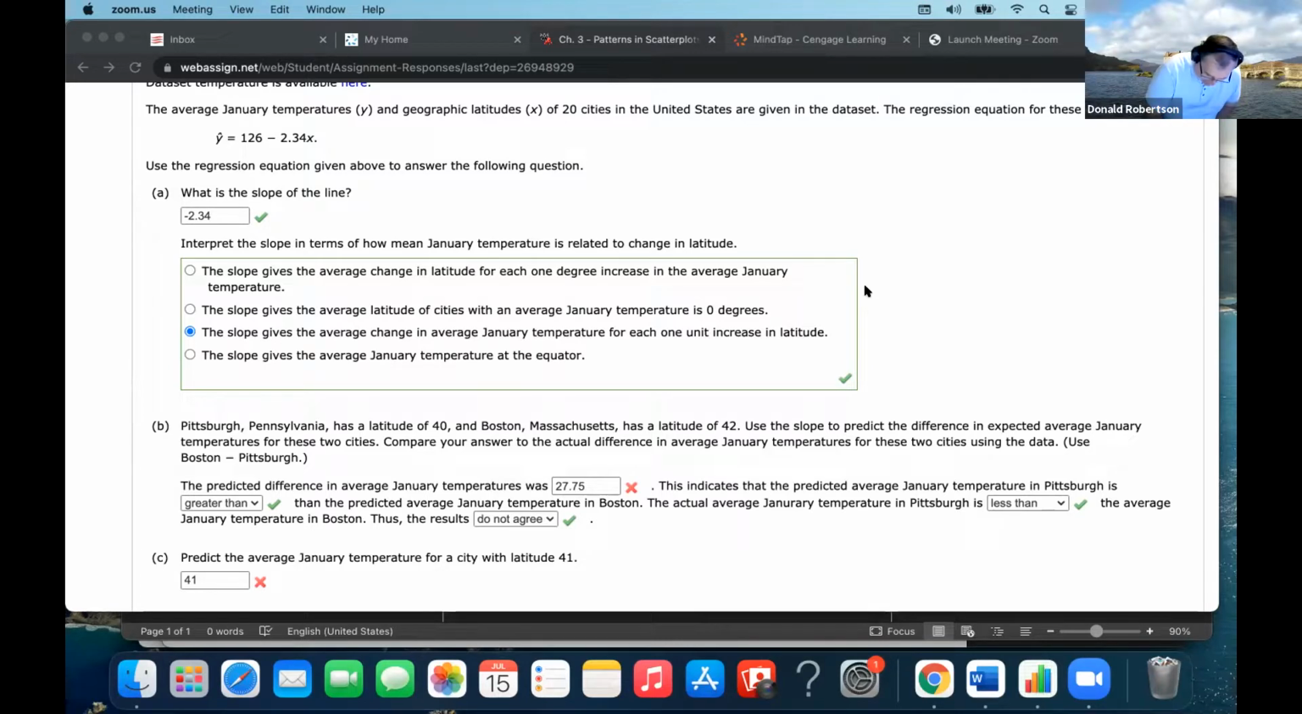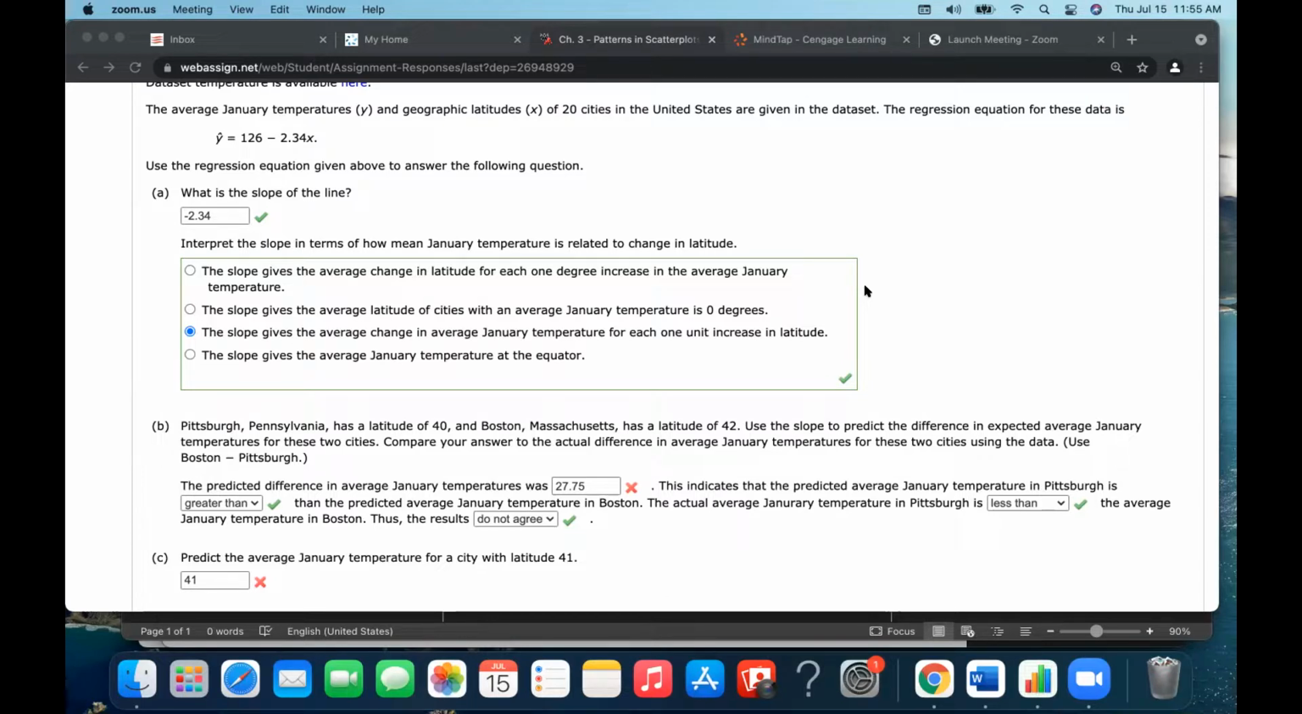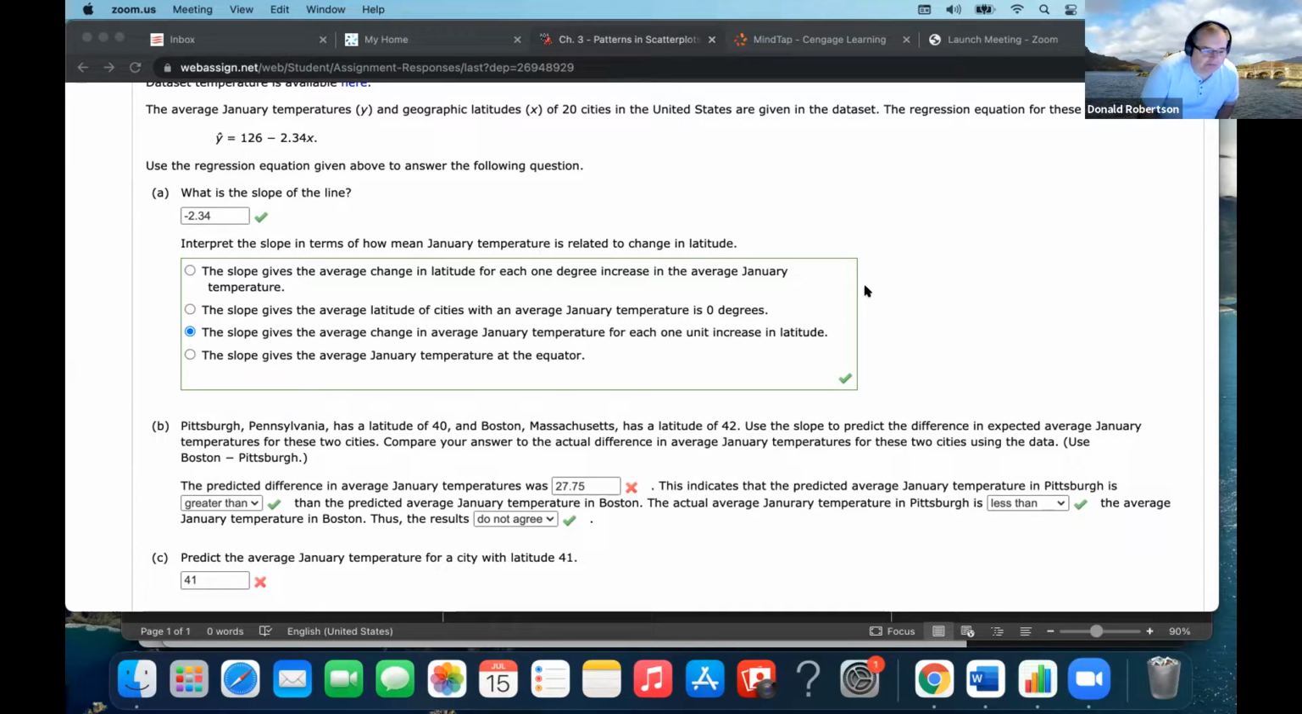And X is a funny one, but X is the latitude. So obviously, the further north you go, the colder it gets. Let's see. Pittsburgh, Pennsylvania has a latitude of 40. Okay, so I'll just write that down. Pittsburgh is 40. And Boston, Massachusetts is 42. Use the slope to predict the difference in the expected values between these two.